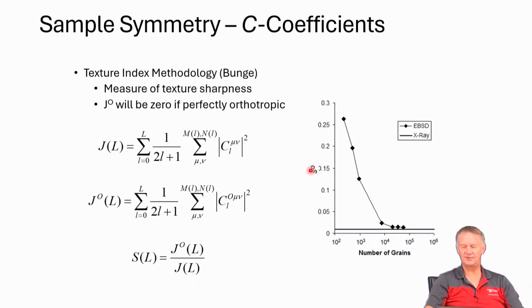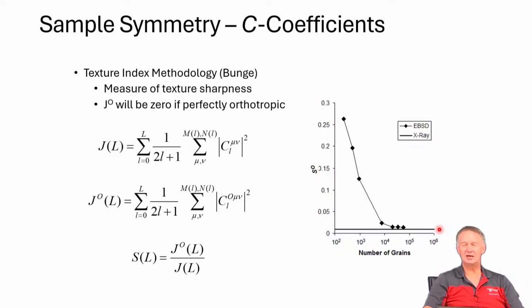And that just gives you this value that's being plotted. So with X-ray, we're down here. So we get a specific value of 0.01 or so down here. For EBSD, it looks quite high to begin with until we get to about 10,000 grains again. Then it looks pretty good.